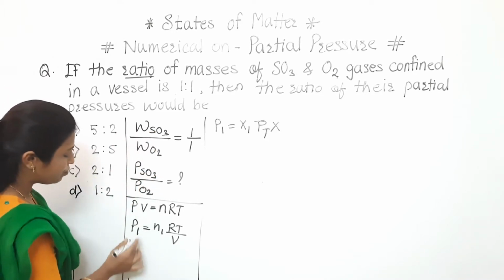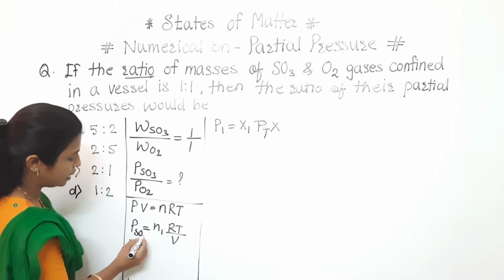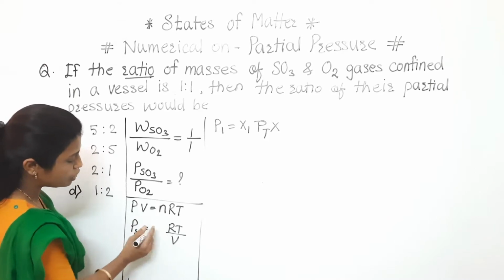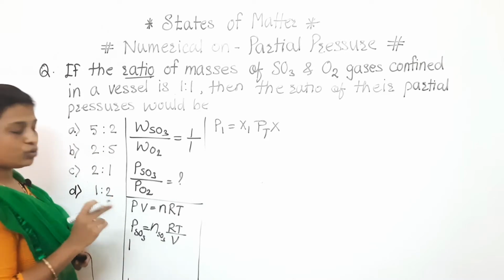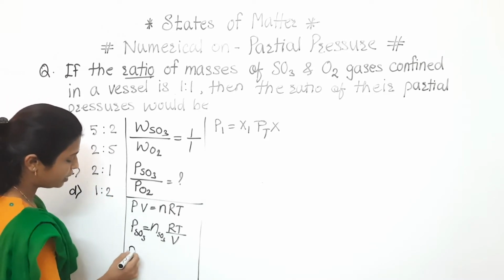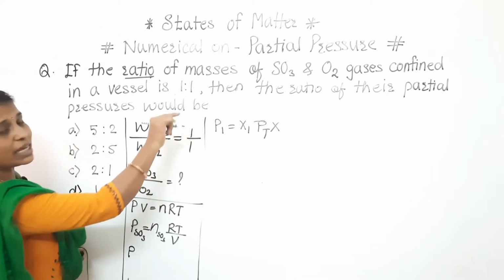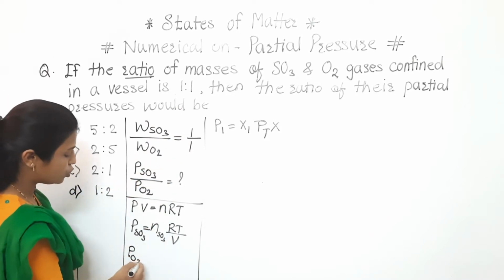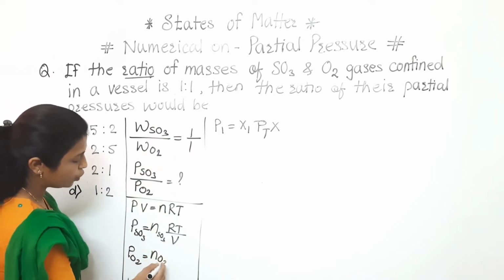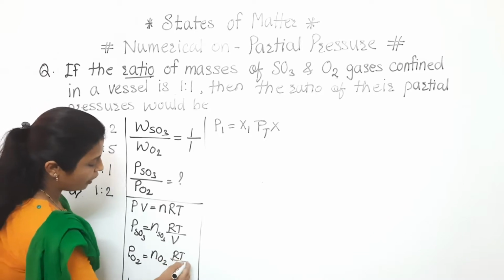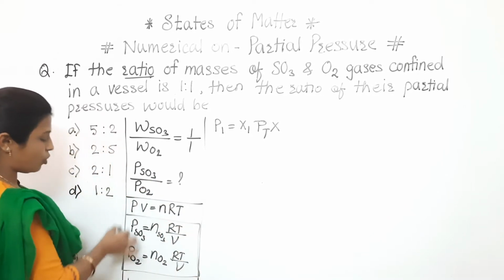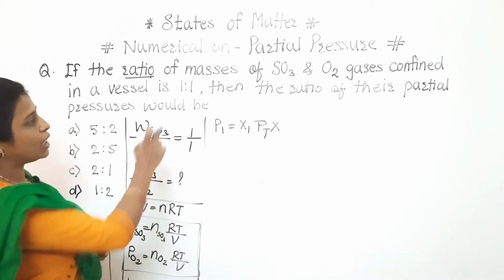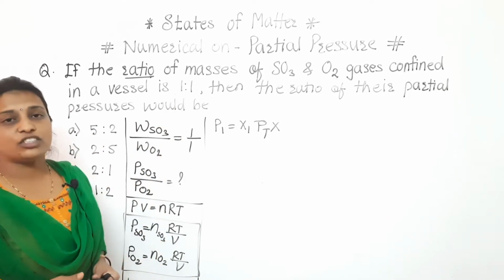That will be PSO3 equal to the number of moles of SO3 into RT by V. This is one formula we have to use, and the second formula will be the partial pressure of the second gas, that is for O2, equal to nO2 RT divided by volume. So by using these two formulae we can calculate the ratio of their partial pressures.